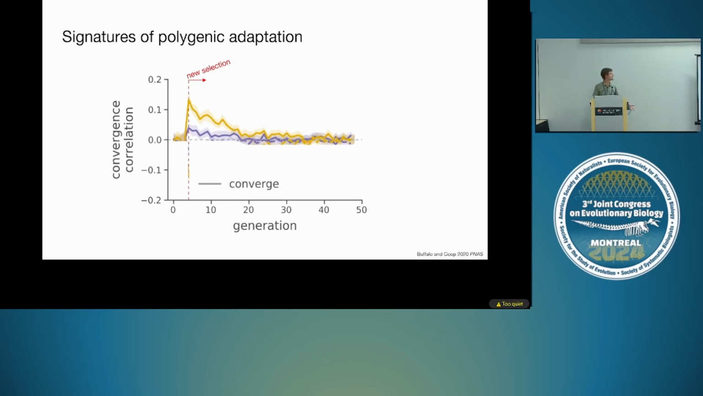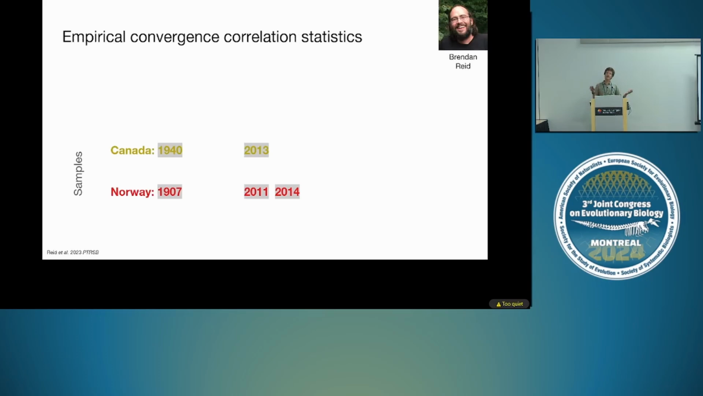That appears as a positive convergence correlation statistic, and that was laid out as theory by Vince Buffalo and Graham Coop a few years ago. Most applications have been to lab populations where it's easy to sample through time, but we were excited to apply this in one of the first examples to populations in the wild.